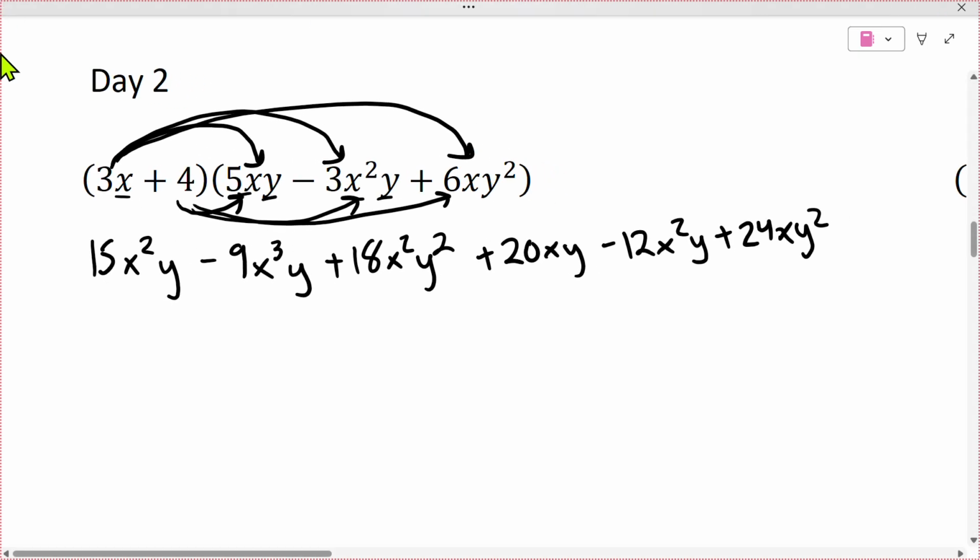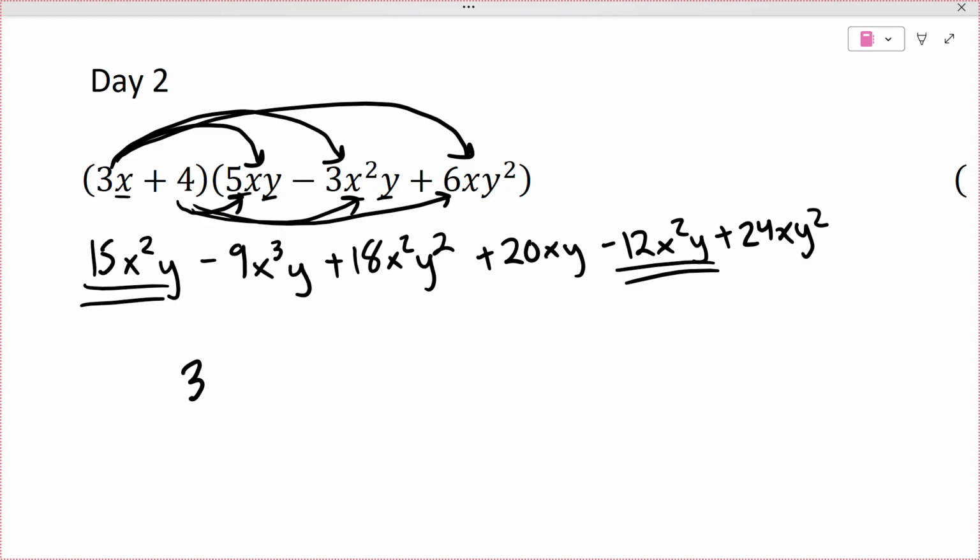Okay, from here, I'm going to look for like terms, for things that can get put together. I can put these two together because they're both x squared y's. Sorry, I'm just double checking my work. And then none of the other ones I could put together because they do not have matching variables and exponents. So I'll put those together and I'll make 3x squared y. Everything else I'm going to write down.